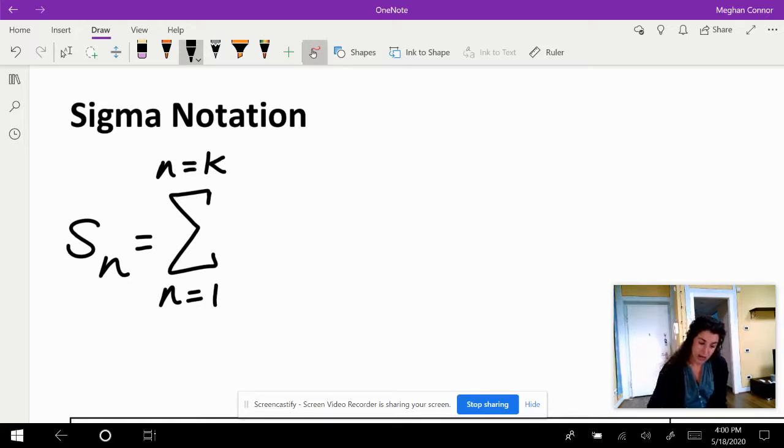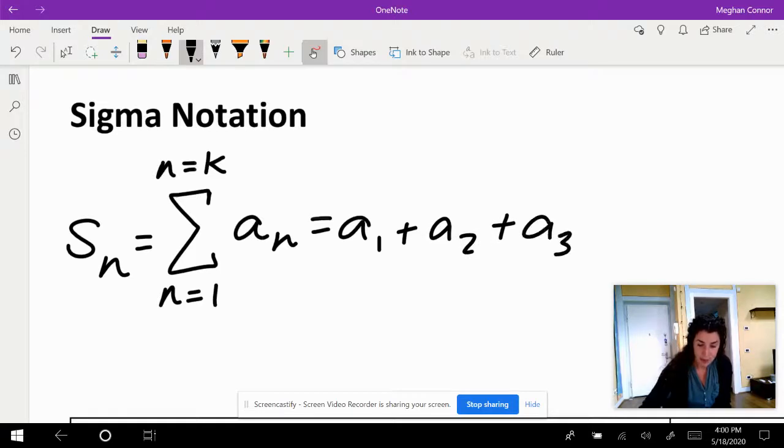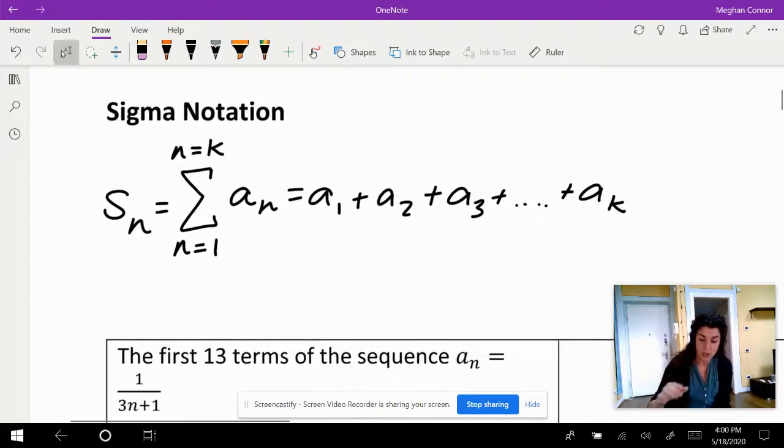And then we've got a sub n. Now, a sub n is how you define the sequence, and s sub n is the sum of those terms of that sequence. So that's going to be a sub 1 plus a sub 2 plus a sub 3 plus all the way to a sub k. So whatever I said to you in this definition, pause for a second and rewrite what I said, because this is crazy new notation.